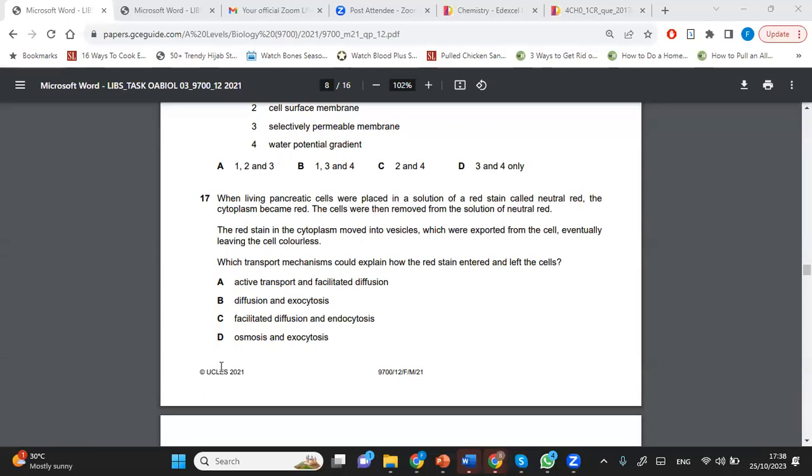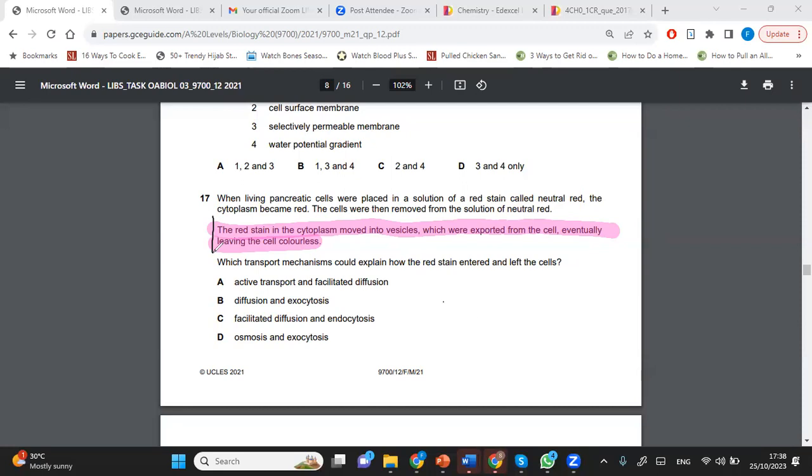They're saying the red stain in the cytoplasm moved into vesicles, which were exported by the cell, eventually leaving the cell colorless. What method is that? I taught you guys multiple methods: diffusion, osmosis, active transport, facilitated diffusion, endocytosis, exocytosis, pinocytosis. Which method are they talking about over here? Sorry, say it again. Exocytosis.